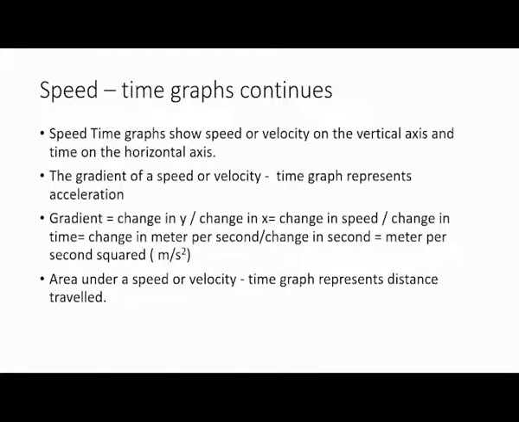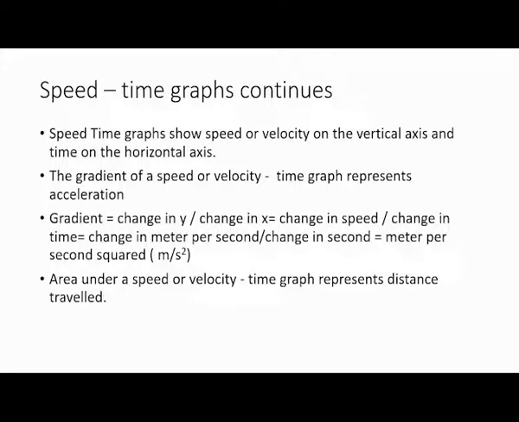So the next thing that we also need to know, this slide just explains how the speed time graph can be explained. The speed in meters per second is always on the vertical axis, and time is always on the horizontal axis. The gradient of the speed or velocity time graph represents the acceleration of the object, and the formula for calculating that is always change in y divided by change in x. Of course, the unit will be meters per second squared.